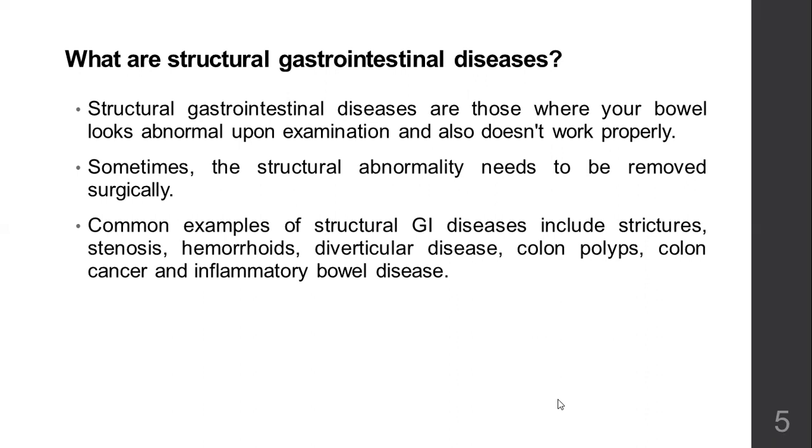So some common structural GI diseases are strictures. In strictures, there is constriction. Stenosis is narrowing of certain areas of your intestine. Hemorrhoids is like piles. If you know what piles is, we will see the image of it. Diverticular diseases are outpouchings which are seen in the intestine.